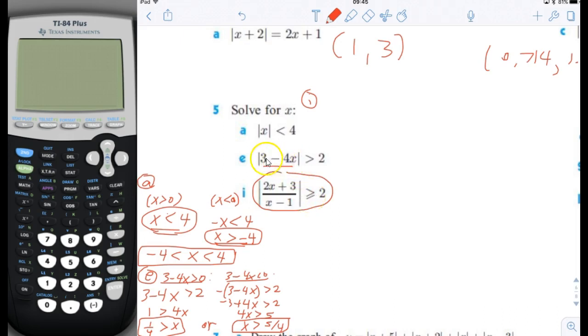Now, why don't you do it all the time? Well, because you're creating more work for yourself. If you're doing FOIL or something on this, you're just creating a quadratic and you're making yourself more difficult. But in this case, maybe it's okay. Maybe you're not making your life more difficult.